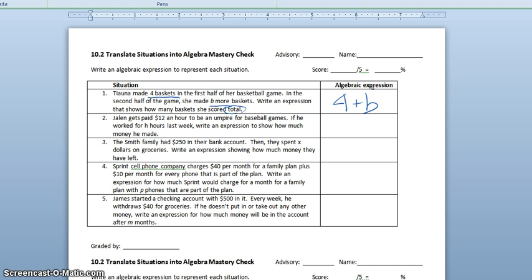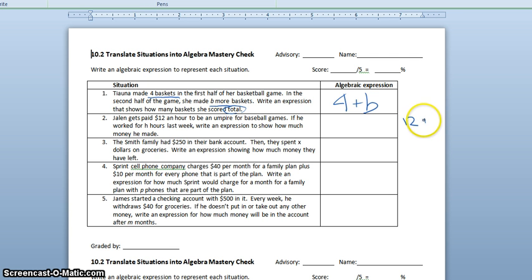Number 2 says Jalen gets paid $12 an hour to be an umpire for baseball games. If he worked for H hours last week, write an expression to show how much money he made. Okay, so he's getting paid $12 an hour and he's working for H hours. So that means we don't know how many hours he's working, but if we started to find out how much money he would make, if he worked for 1 hour, he would get paid $12.